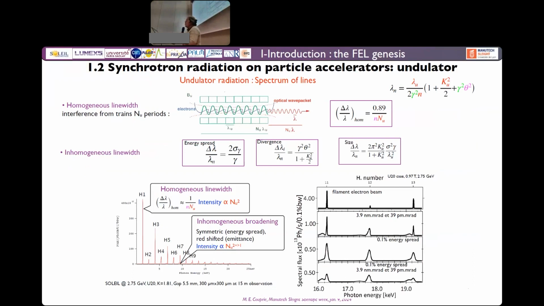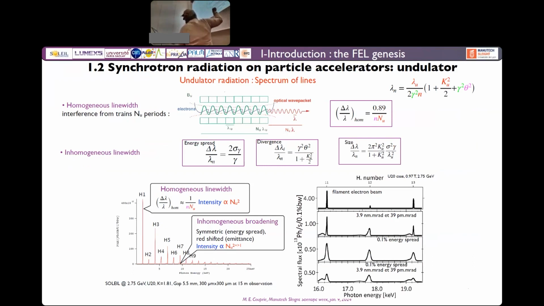Then if we have a normal electron beam, it's not a single electron. We have a spread in the energy, a spread in size, and divergence. So we can look at the effect of the finite size and the divergence of the electron beam on the radiation. Here I show some simulation for the case of SOLEIL. Here I consider a single electron case. So I have a very thin line width, whose bandwidth is given by this relationship.